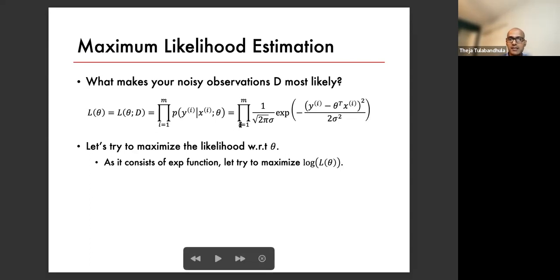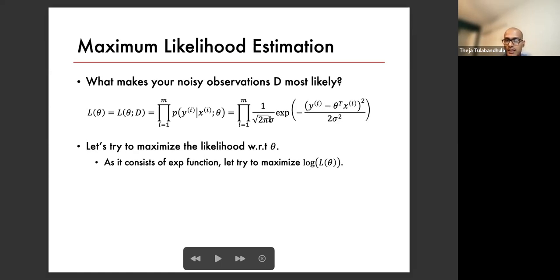The way we're going to maximize it is we'll maximize log of L theta. Instead of maximizing L theta, we will try to maximize the log of L theta. Why is that the right thing to do? Remember, we are trying to figure out the theta that maximizes likelihood, just this theta.